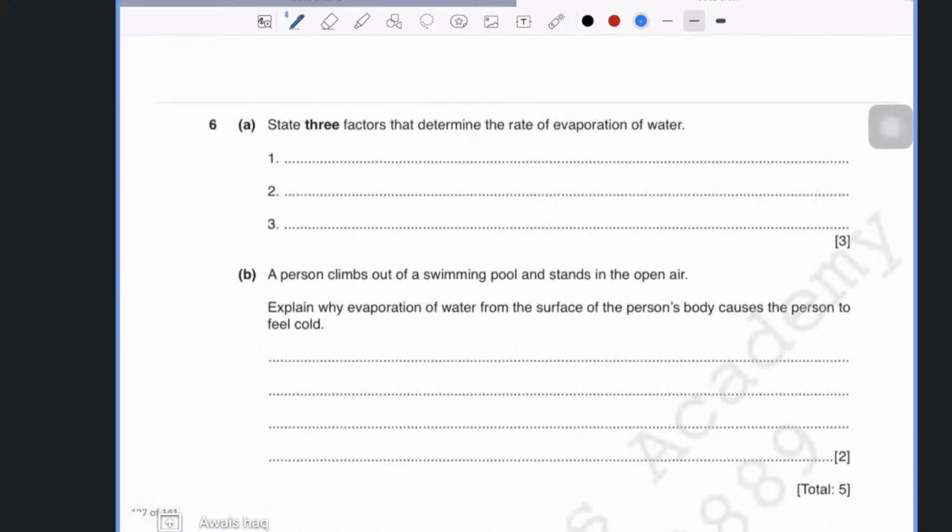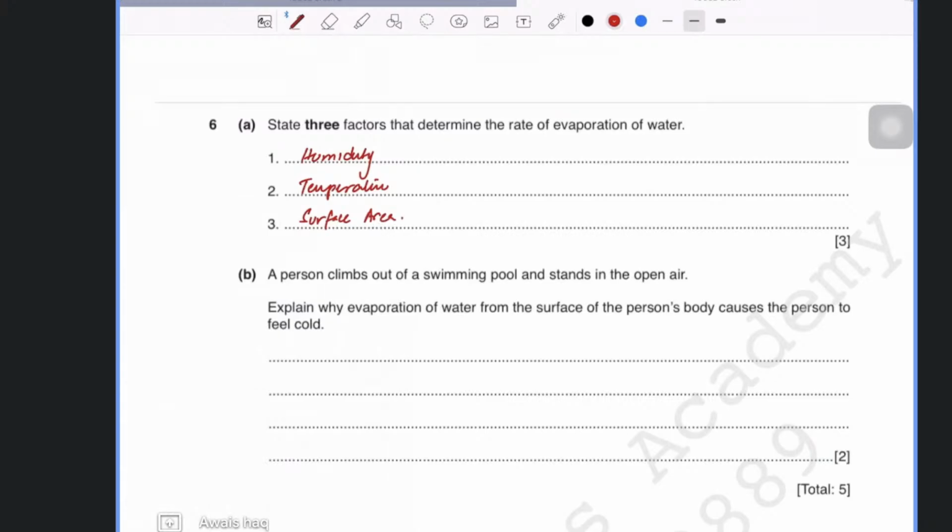So then it says, state three factors that determine the rate of evaporation of water. Who's going to tell me that? Any three factors, please? You just need to state. Humidity, wind, and surface area. Okay, humidity, temperature, and surface area. Okay, and you can also write the fourth one, which is the wind.